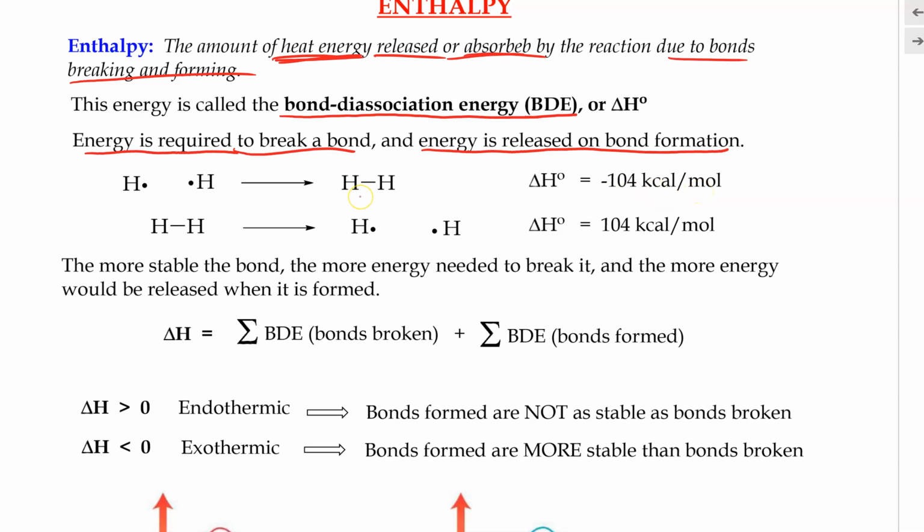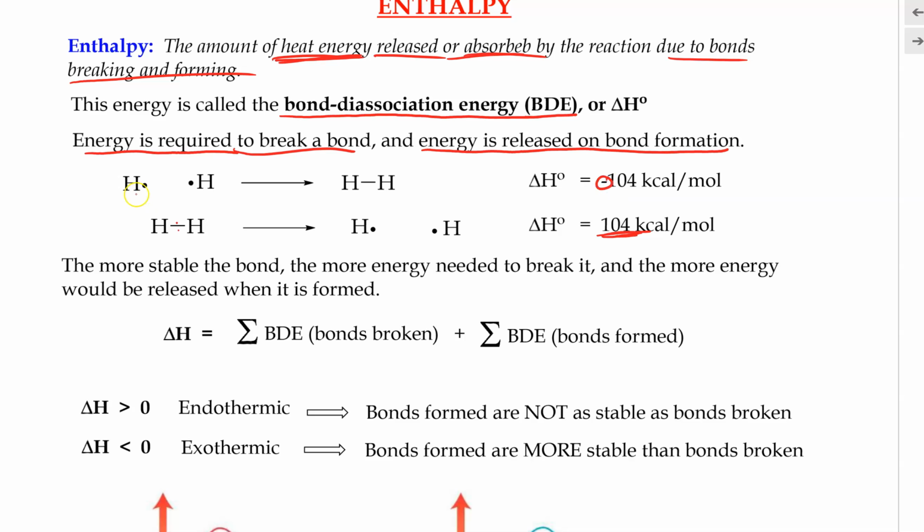And the opposite of this process right here is when the hydrogen molecule is dissociating, breaking to form these two hydrogen radicals. So in this case, the delta H of this opposite process would still be the same value, but the only difference would be that the sign will be opposite.